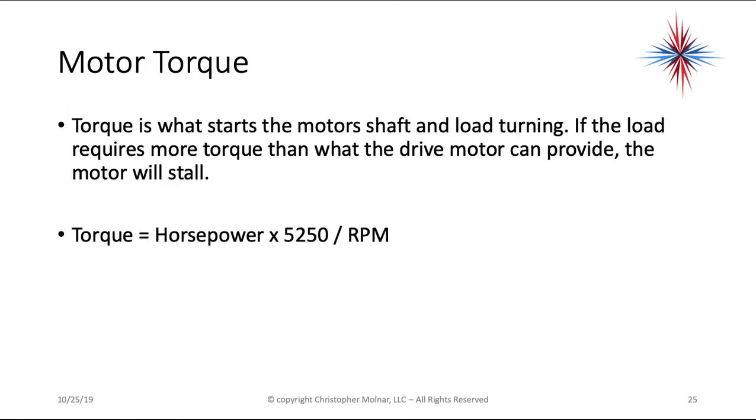Motor torque is another value we have to be aware of. Torque is what starts the motor shaft and load turning. If the load requires more torque than what the drive motor can provide, the motor will stall. Torque equals horsepower times 5250 divided by RPM. So again, torque, horsepower times 5250 divided by RPM. If the system requires more torque than what can be provided, the motor is going to stall.